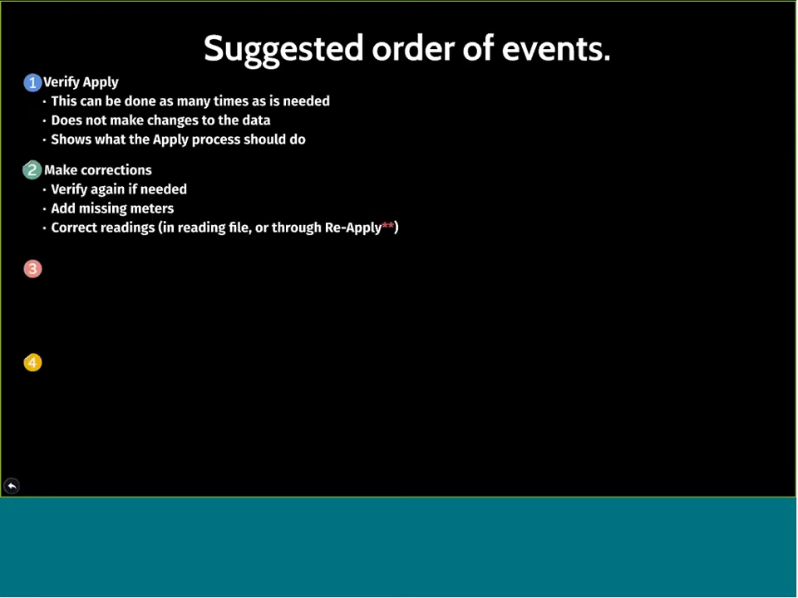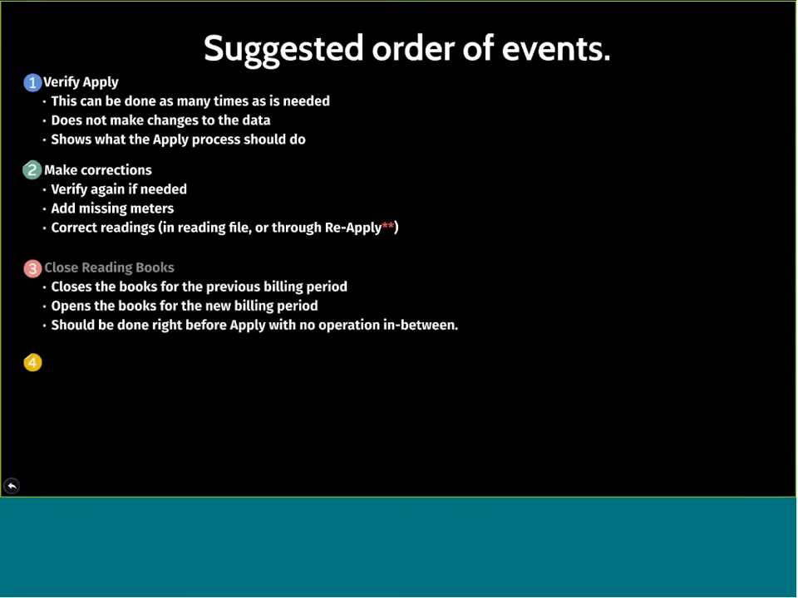So the next thing you would do after you verify apply and you get your reports, you're going to make corrections. Verify again if needed, and this is where you would add any missing meters into the file so that you can get readings on those. You can correct the readings in the reading file. You can do that by actually just changing the readings in the file, or you can do a reapply, but I've cautioned you on the reapply, and you'll see that several times throughout here, because reapply is a tricky subject, and if you do it at the wrong time, it is non-recoverable.